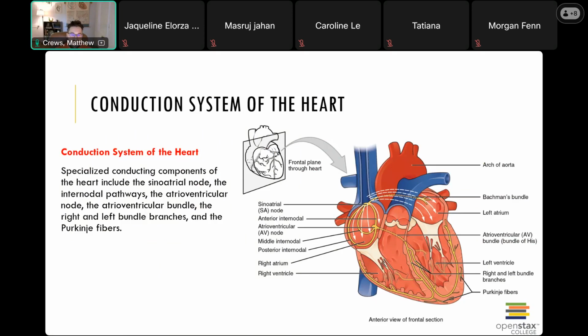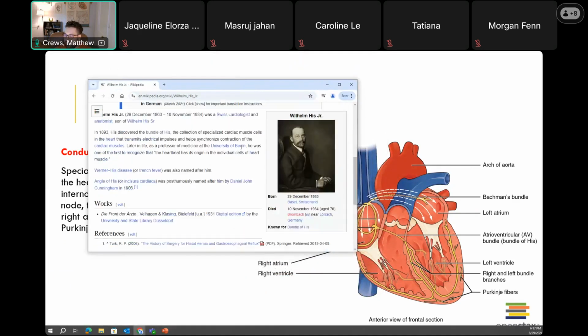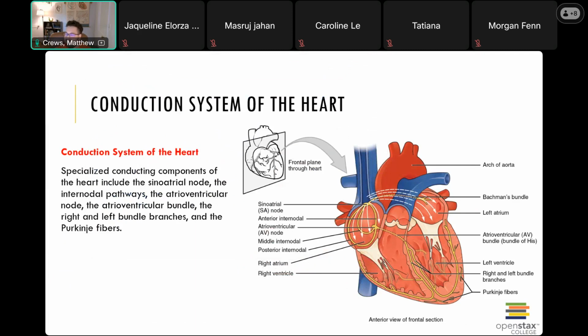Yes, here we are. Wilhelm His Jr. This is Dr. His. A white man. Look at that. Isn't that amazing? Science is awesome. Okay, so they go through the bundle of His, or the atrioventricular bundle, if you don't like white men.